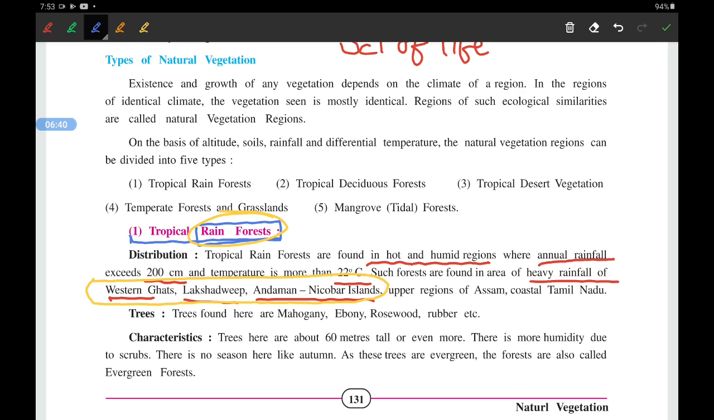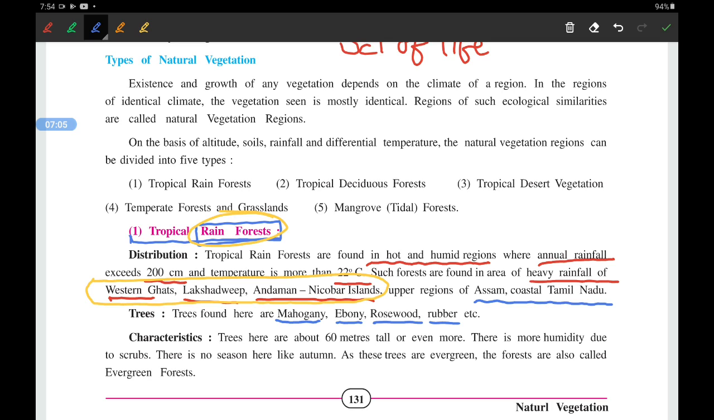Upper regions of Assam and coastal areas of Tamil Nadu are also some of the regions where you can get this kind of rainforest. Now, which trees are found? The trees found are mahogany, ebony, rosewood, rubber, etc. These are some of the trees that are found. You can search the images of these trees on the internet and find out more about them.